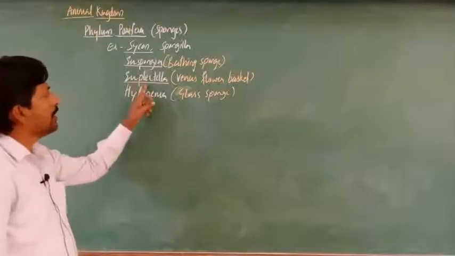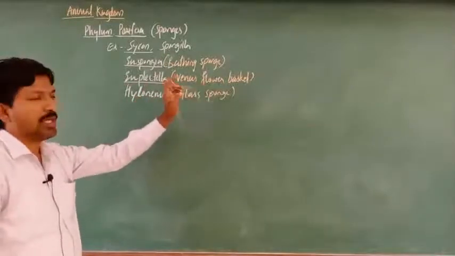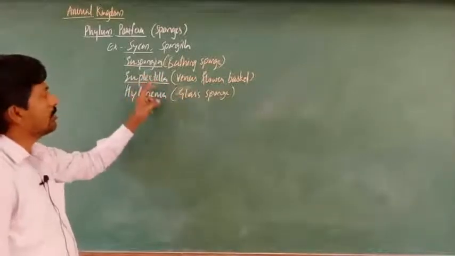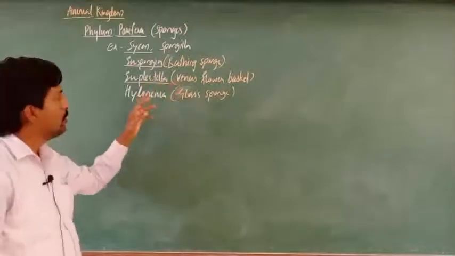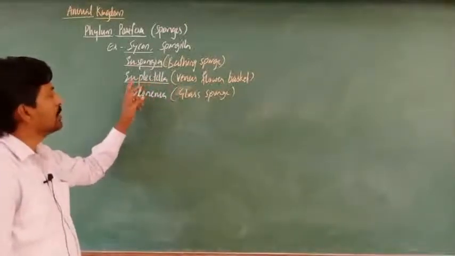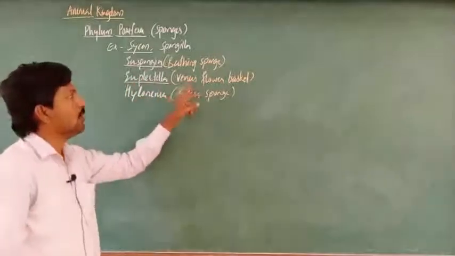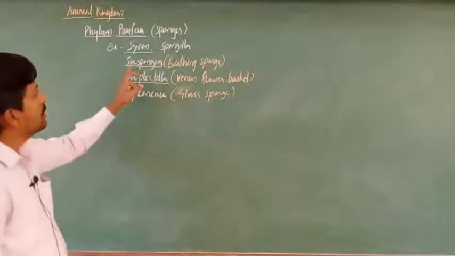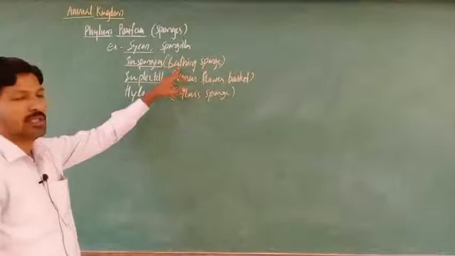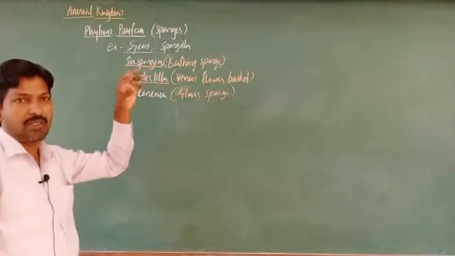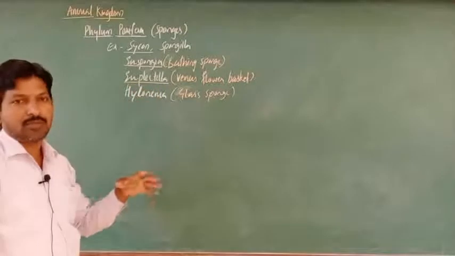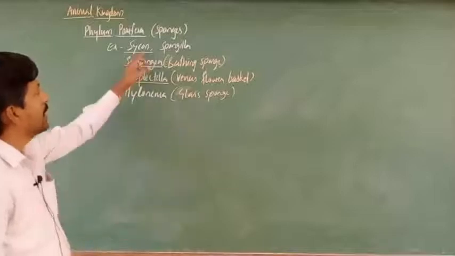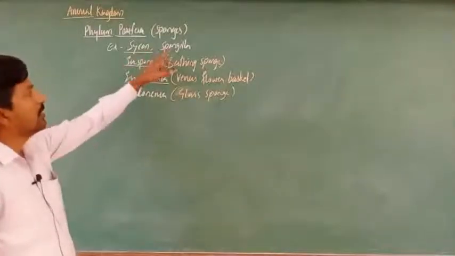And Euplectella is also known as Venus flower basket because it is like an ornamental thing. The endoskeleton of this animal, Euplectella, is used as an ornamental or gift item. And Euspongia is also called bathing sponge because it is used to wipe tiles and floors. Even for bathing people use it. Yes, so Cycon, another example, Cycon and Spongilla.